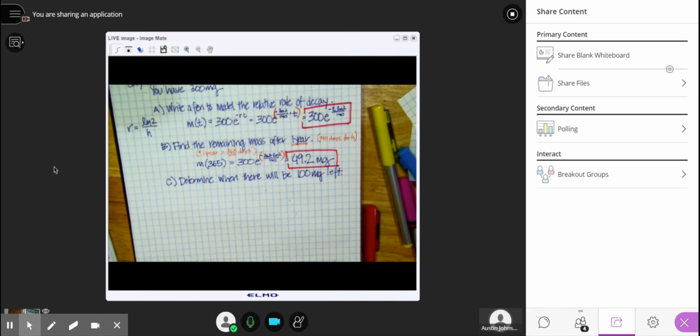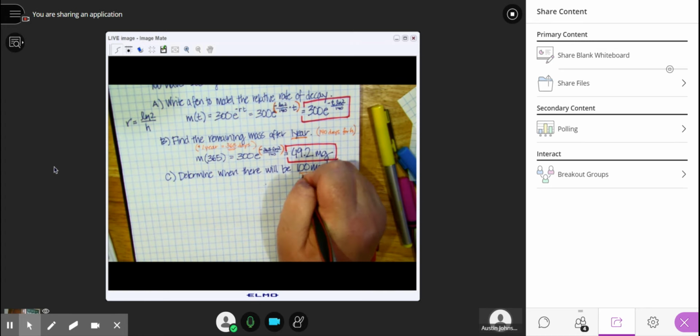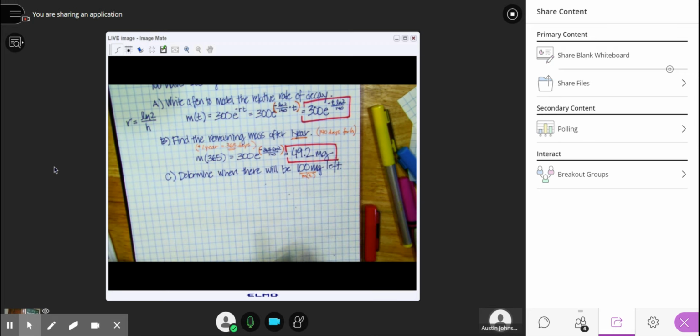Part C says to determine when there will be 100 milligrams left. When they give me this 100 milligrams, they're giving me my mass at time t. I am finding t.